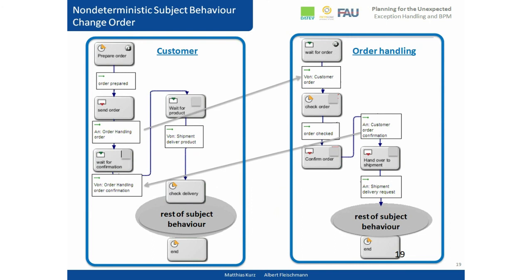The customer prepares the order, sends the order to the order handling, then waits for a confirmation, and then after the confirmation, the customer is waiting for the product, and then a similar behavior at order handling. That's standard, that's the happy path, but the world is different.